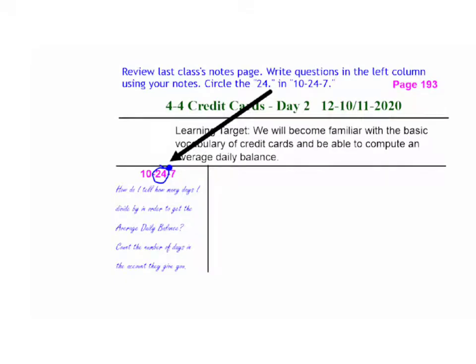Let us take a look at our last notes page. That would have been day 2 from credit cards for either the 10th or the 11th of December. And write a question in our left-hand column. I have an example question here, which you're welcome to use. It says, how do I tell how many days I divide by in order to get the average daily balance? And you just need to count the number of days in the account that they give you. That's the number of days that you divide by. Once you get that down, or a question that you prefer more down, circle your 24, and hopefully your 10 is already circled. Remember, you can stop this video at any time, complete the tasks at hand, and then hit play again.